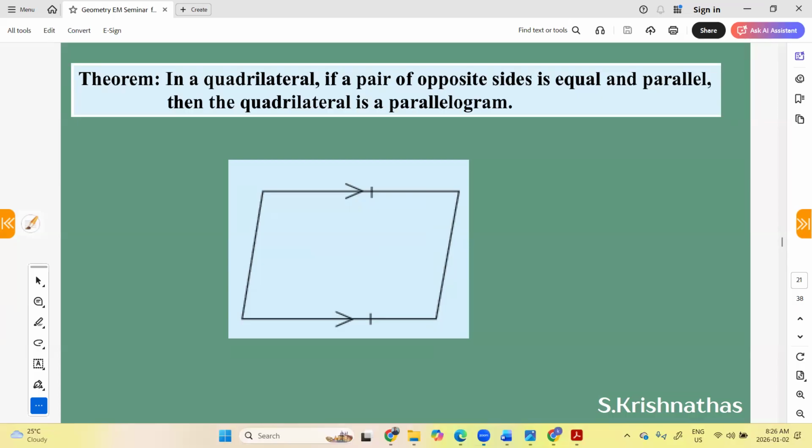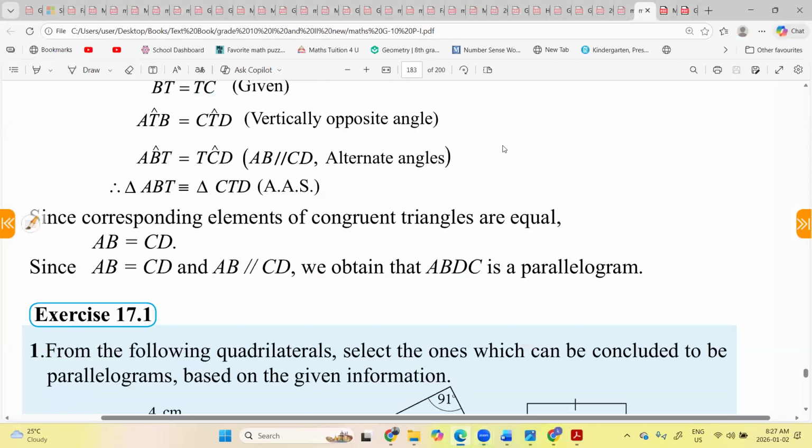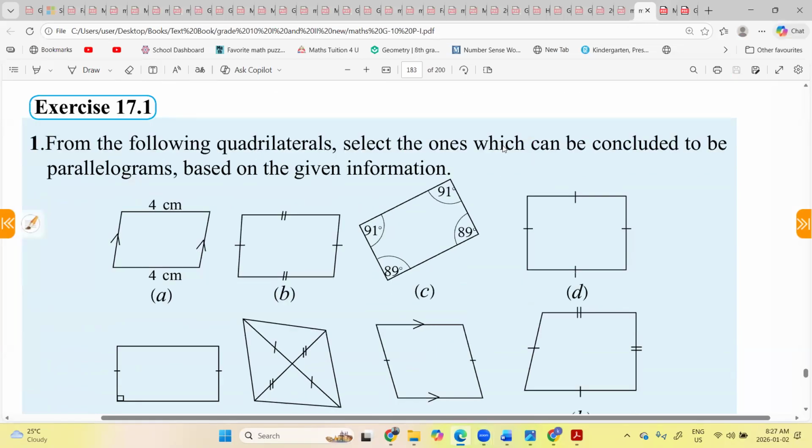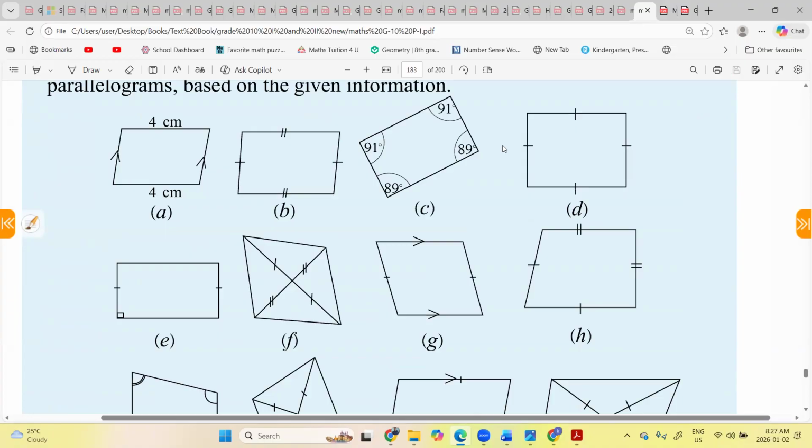Right. There are some questions in your grade 10 textbook. From the following quadrilaterals, select the ones which can be concluded to be parallelograms based on the given information. Take the first one, A. Is A a parallelogram or not? A: this side is parallel, this side is equal. Students, very important thing.